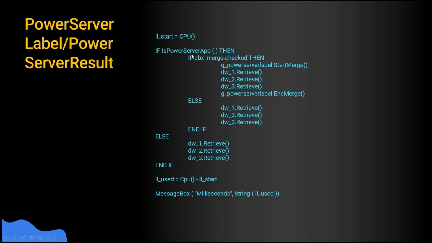So I'm checking first of all to see if it's a PowerServer app. And then if it is a PowerServer app, then I'm going to check the merge checkbox. And if it's checked, then I will merge these 3 DataWindow retrieves into a single API call. So you call the start merge, you indicate all the DataWindows that are going to be retrieved as part of this single API call. And then when you do the end merge, that is when the API call is made. If that's not checked, we're just going to do the retrieves individually, and that's going to allow us to do the before and after comparison as far as performance.